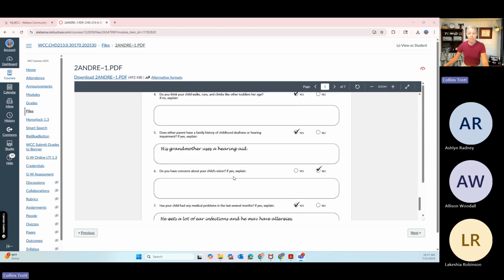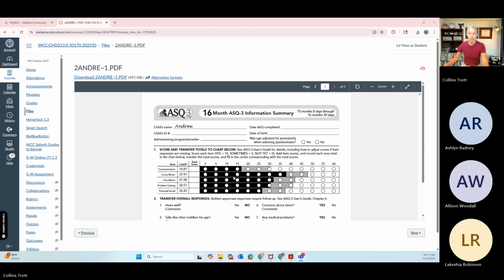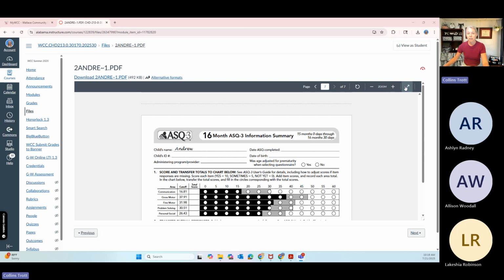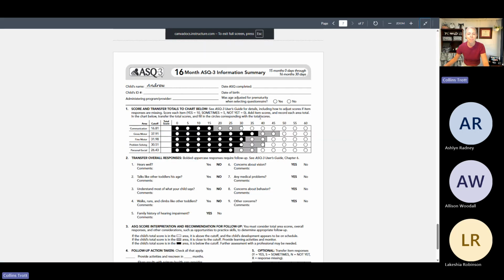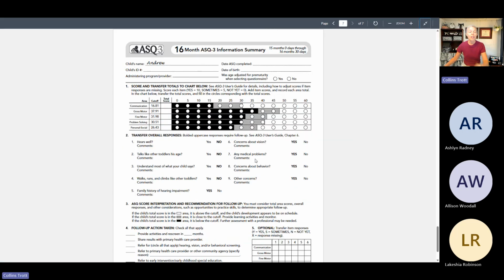The last page is this information summary page. This is what we're going to transpose all of that other information from those other pages onto. This one is really important. It collects all the information in a quick and easy to read document. And this is also something that can then be taken to pediatricians for them to understand how the child's development is going as well.